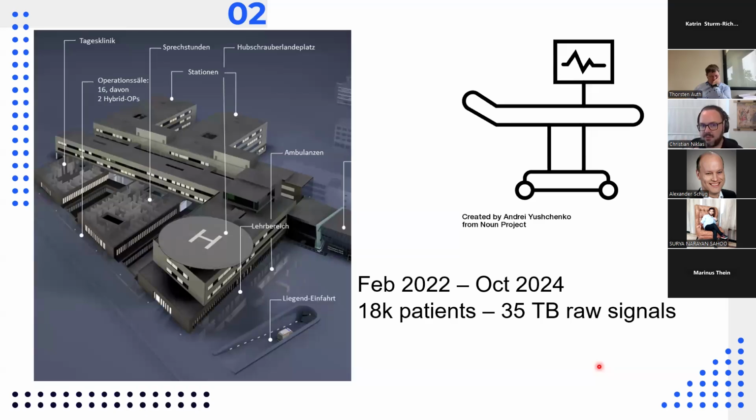So, for example, between February 22 and October 24, some line we drew, we looked at where we went. We collected 35 terabyte of uncompressed raw signals from the monitoring in this hospital from 18,000 patients. For each and every patient that went through there, we were able to collect the data, and also many other aspects of this multimodal data, and store it in the research data warehouse that is common to the whole university hospital.